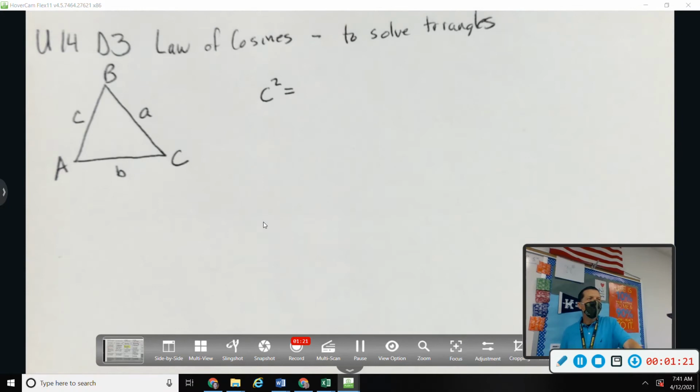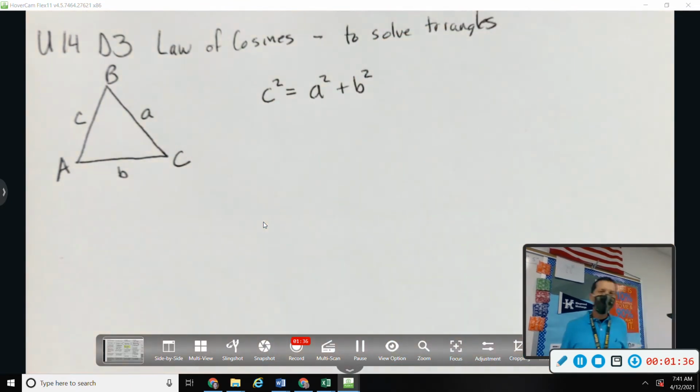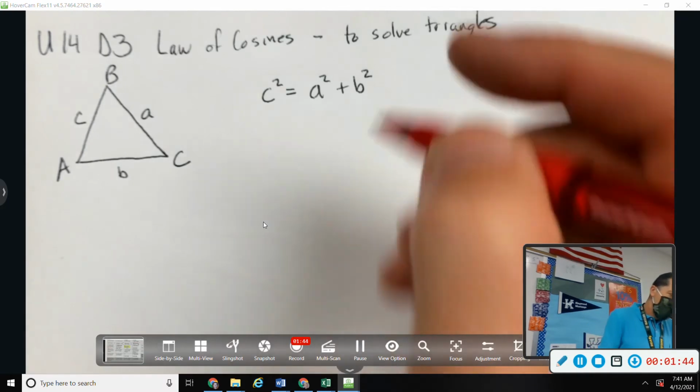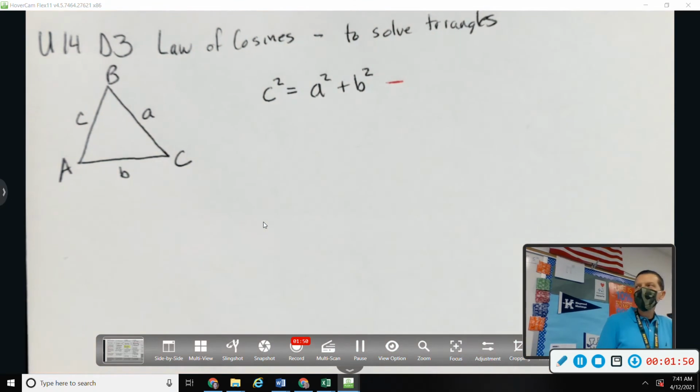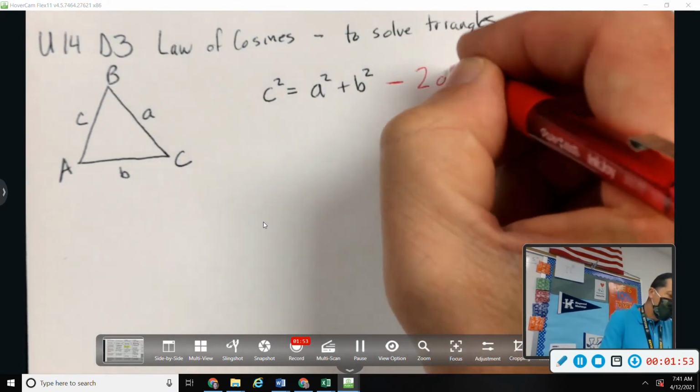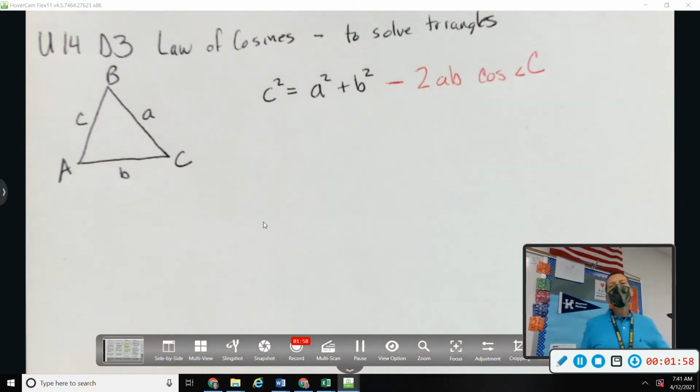Up until now, what is c squared usually equal to when we're talking about triangles? Especially right triangles. a squared plus b squared. That is the start of the law of cosines. Well, that's not the law of cosines, Mr. Pythagoras gets credit for that. To adjust for it not being a right triangle, we put some more stuff on the end of this. So minus 2ab cosine of angle C. Hence the name law of cosines, because the cosine's in there.